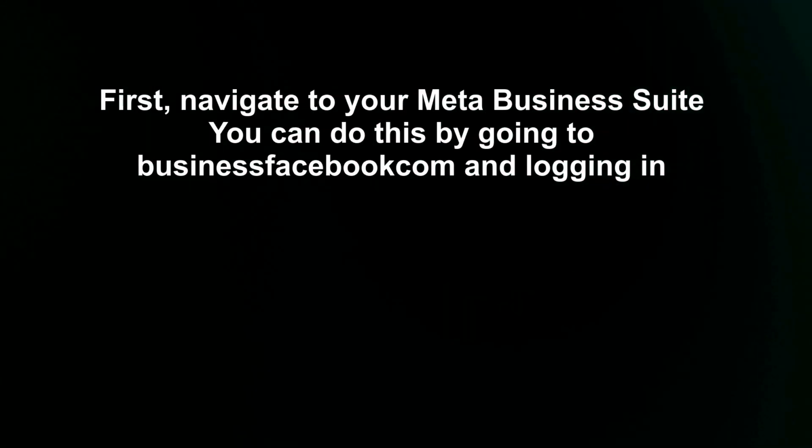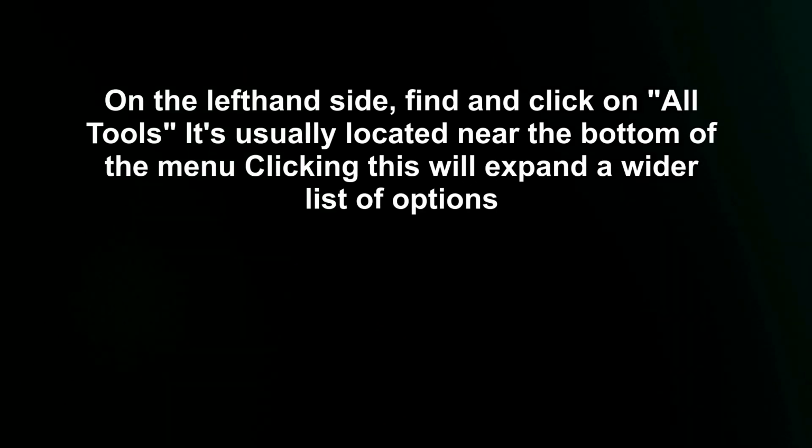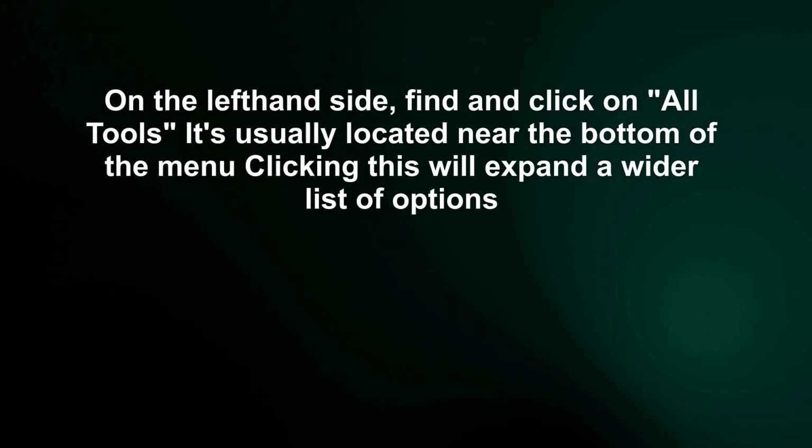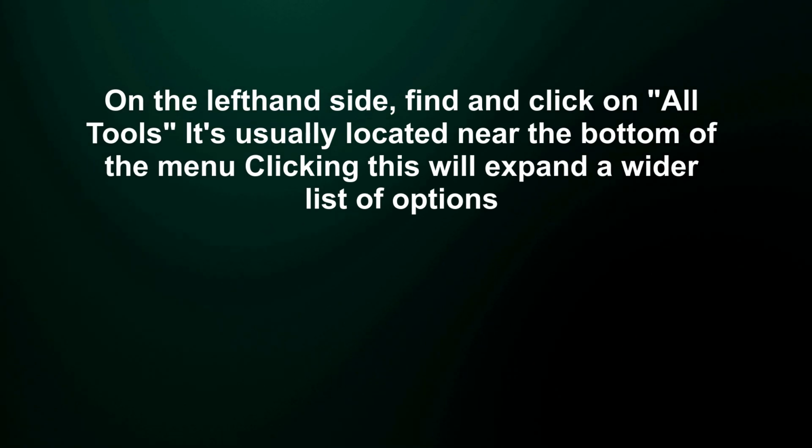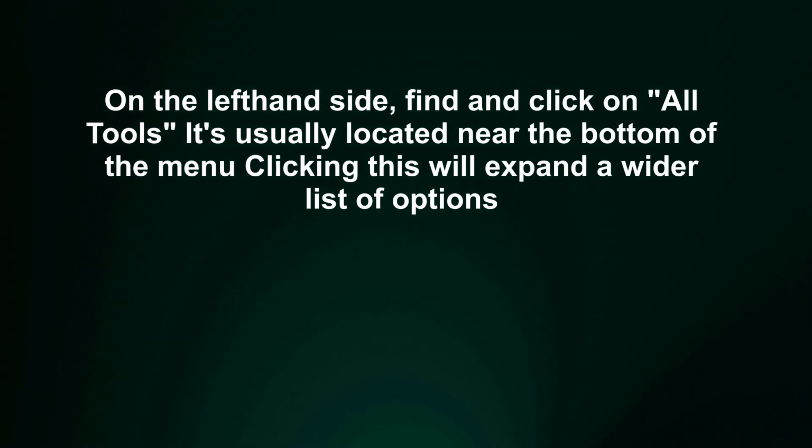First, navigate to your Meta Business Suite. You can do this by going to business.facebook.com and logging in. On the left-hand side, find and click on All Tools. It's usually located near the bottom of the menu. Clicking this will expand a wider list of options.